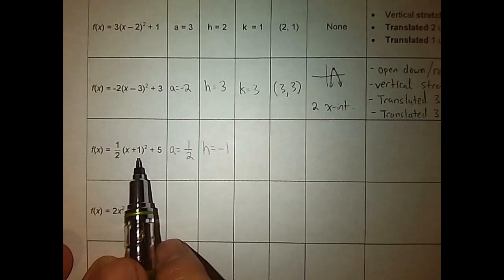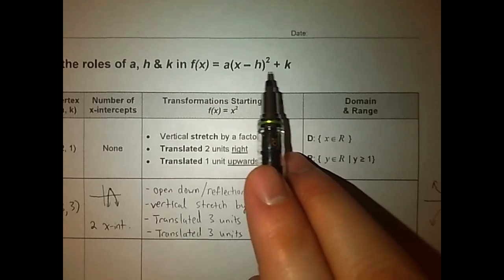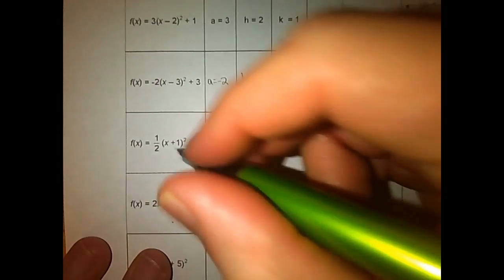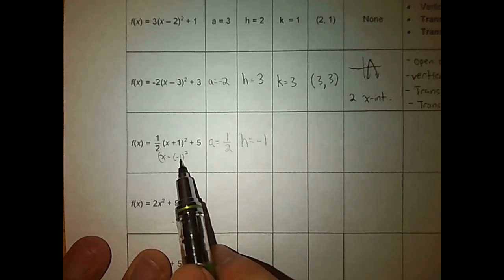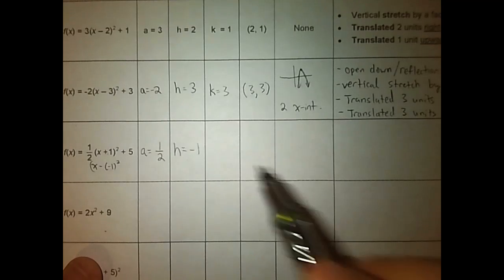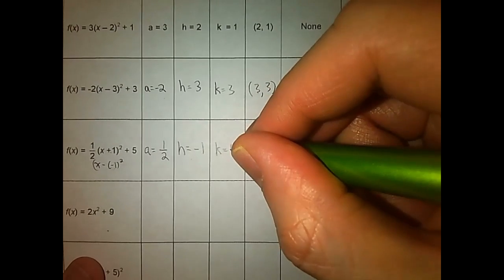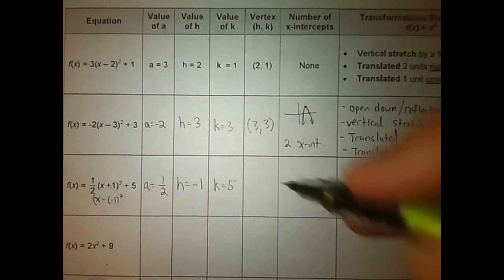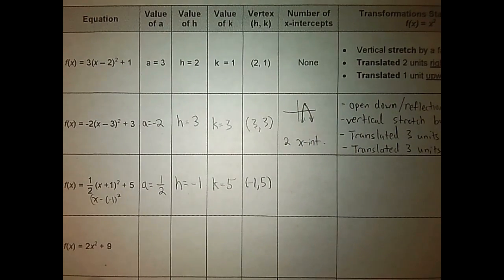And if you're wondering, well, why is it negative 1? Remember, in our equation here, x minus h squared plus k. This is kind of our root equation. This is our basic equation here. If it was this, this must have been negative 1 for it to make it positive here. So h is negative 1. Our k value is going to be just the plus 5 here. So positive 5. Now that we have the h and the k, our vertex is negative 1, 5. We'll do the x-intercepts afterwards.